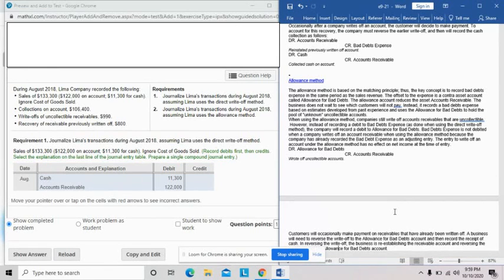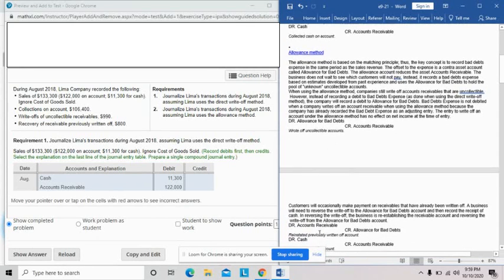The entry to write off an account under the allowance method has no effect on net income at the time of entry. So the journal entry would be a debit in allowance for bad debts and a credit in accounts receivable. This journal entry would be because of writing off uncollectible accounts.